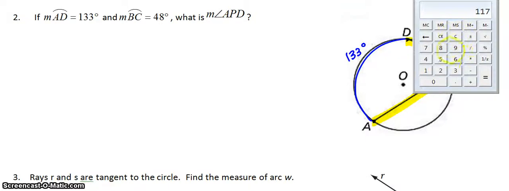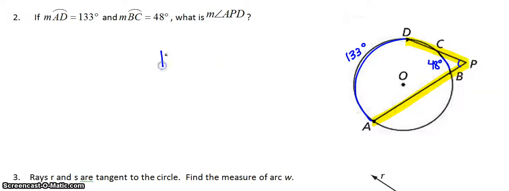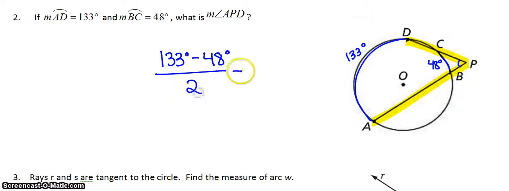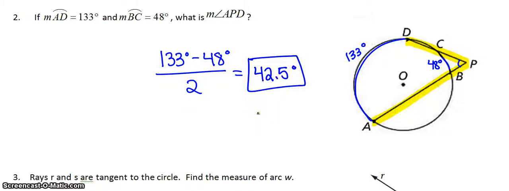Now if I do 48 minus 133, you're going to get a negative number. And can you have negative degrees? With what we know right now, no, you can't. So I always have to take my larger arc and subtract my smaller arc so I don't get a negative number. Plug that in your calculator and see what you get. You should get 42.5. It's okay to get a decimal. It's just like any other number, a portion of a whole number. And don't forget your degrees, because we're talking about the measures of an angle.